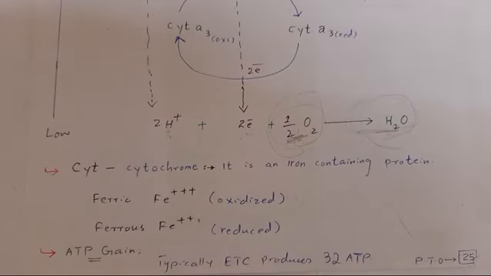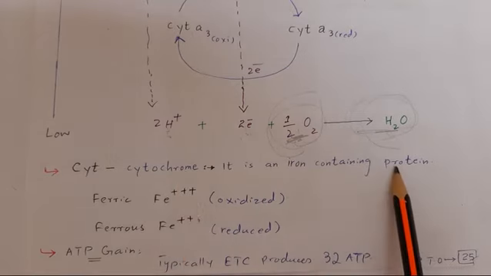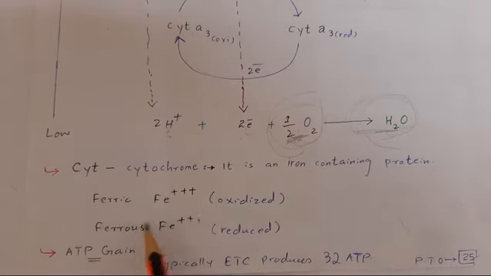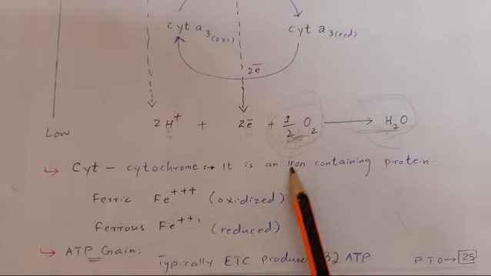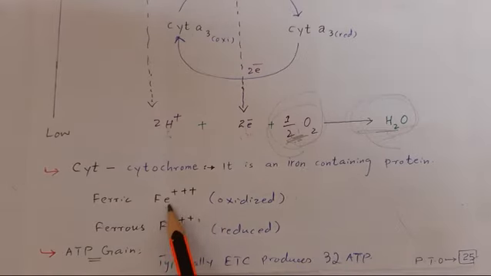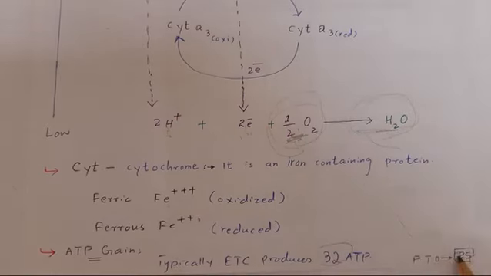So now what is cytochrome? CYT stands for cytochrome. It is an iron containing protein. So this iron has two forms. Fe triple positive is its oxidized form, while Fe double positive is its reduced form. Ferric is the oxidized form, ferrous is the reduced form. ATP gain: typically the electron transport chain produces 32 ATP.